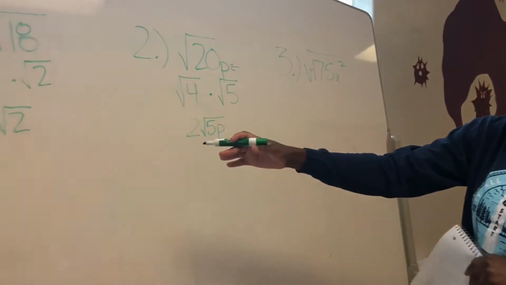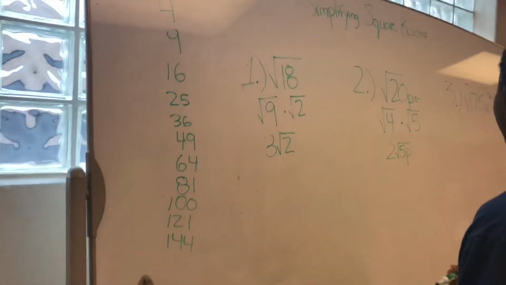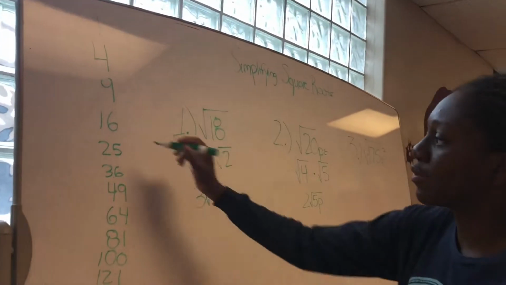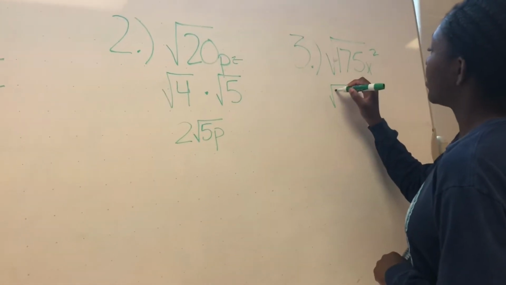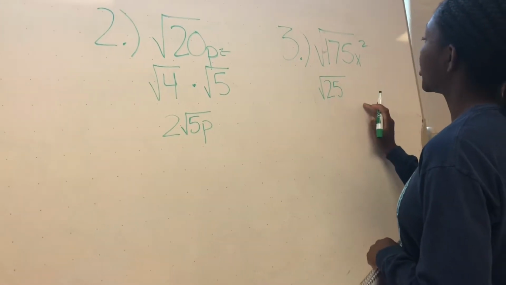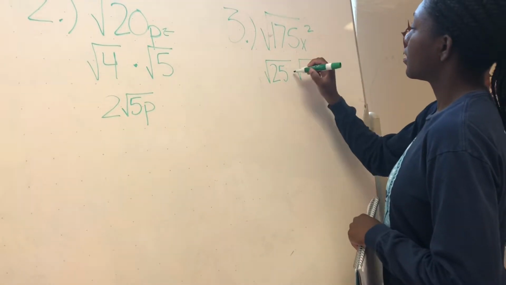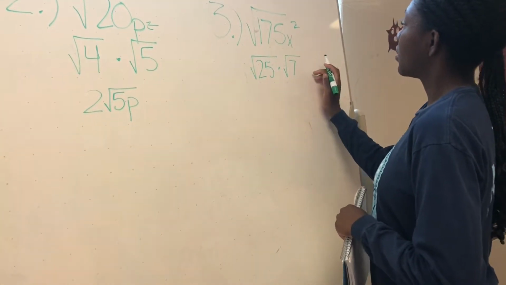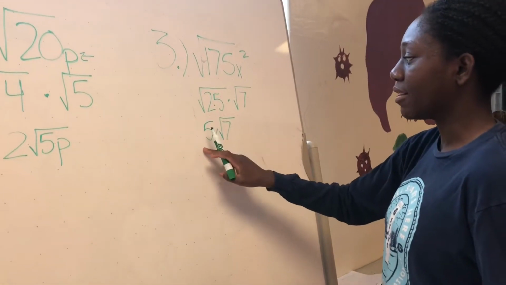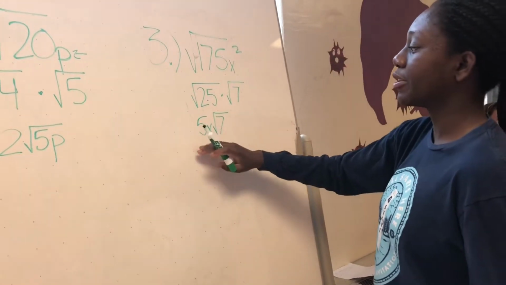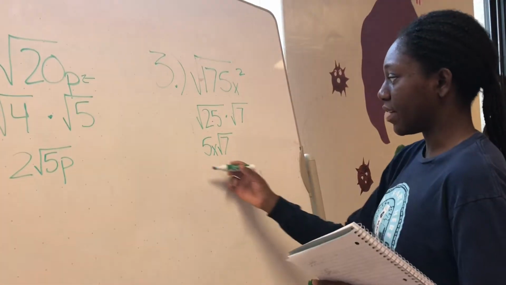For the third one, same thing. We're going to go ahead and look at our chart of square roots. Since this is 175, I know that it's automatically going to be 25, and I know that 25 times 7 will get me 175. This variable is squared, so there's only going to be a variable on the outside of the answer, and there's not going to be a variable on the inside. So 5x root 7.